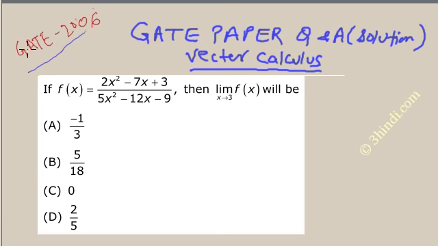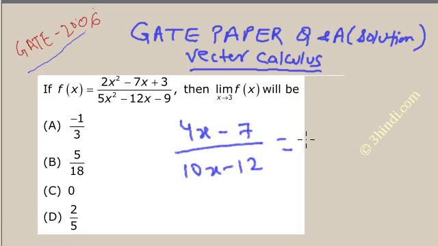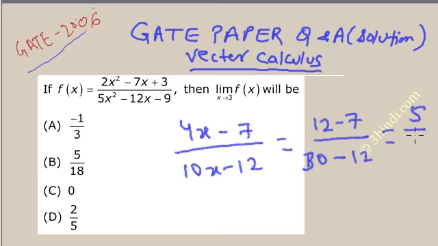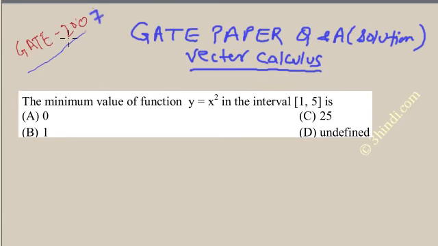This is another question of 2006. So you are required to find out the limiting value. So using L'Hospital's rule, just differentiate numerator and denominator. You will get 4x minus 7 divided by 10x minus 12. Now put x is equal to 3. You will get 12 minus 7 divided by 30 minus 12, that is equal to 5 by 18. So P is correct.